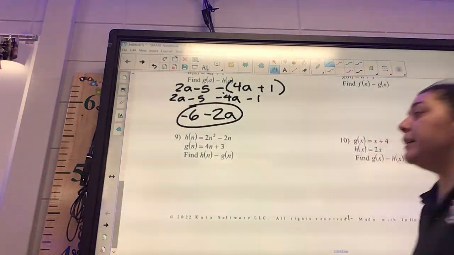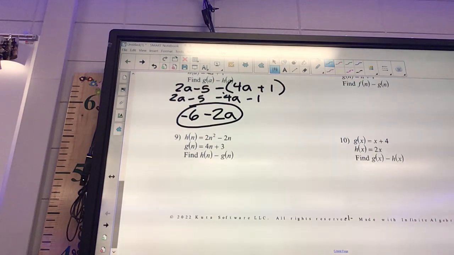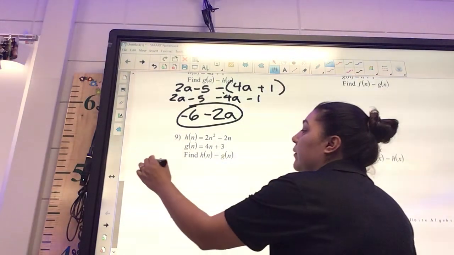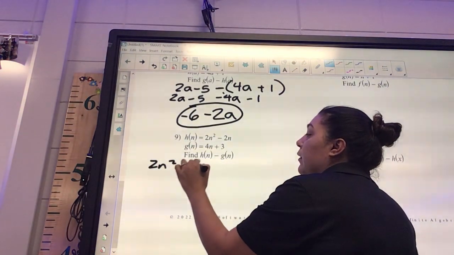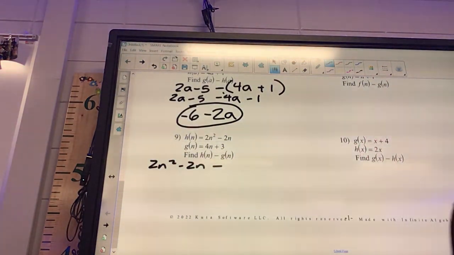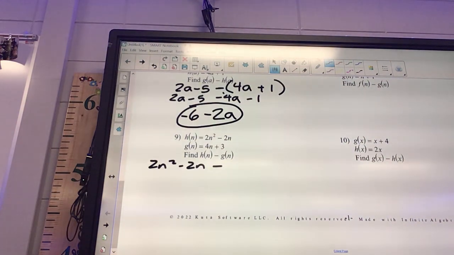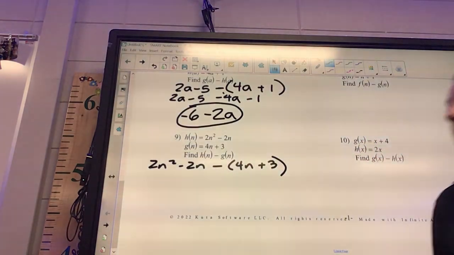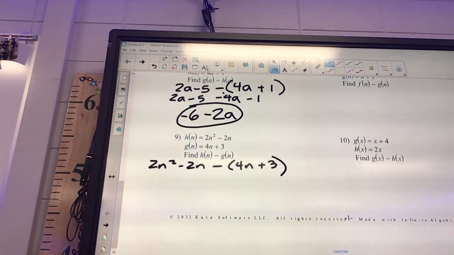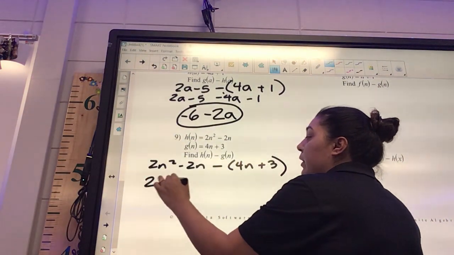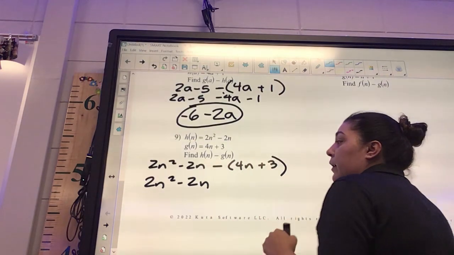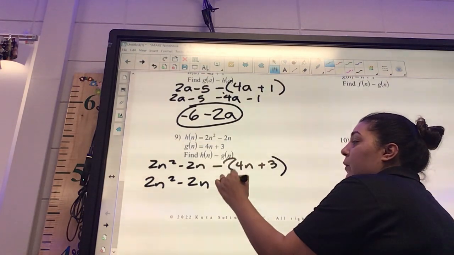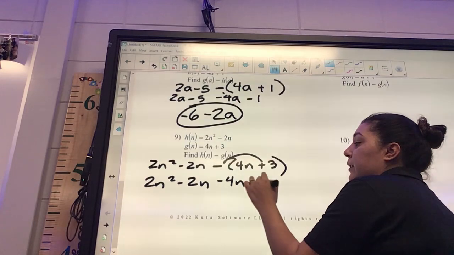Okay, 9. It says h of n. What is h of n? Good. Minus g of n. What's my g of n? 4n plus 3. Okay, so we got 2n squared minus 2n. Okay, and then here I'm going to get a minus 4n and then a minus 3.